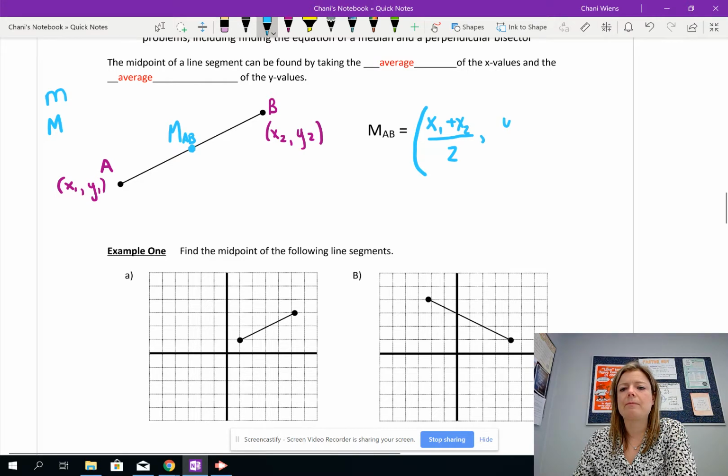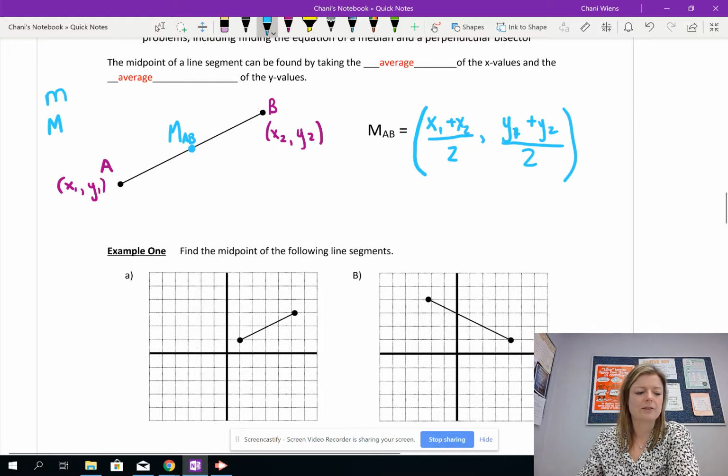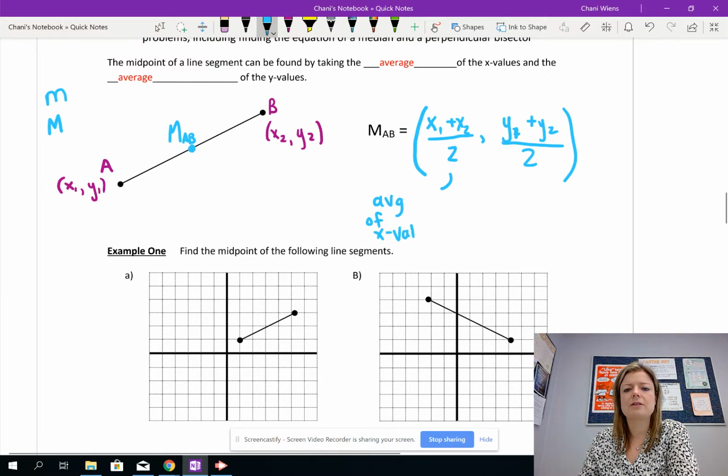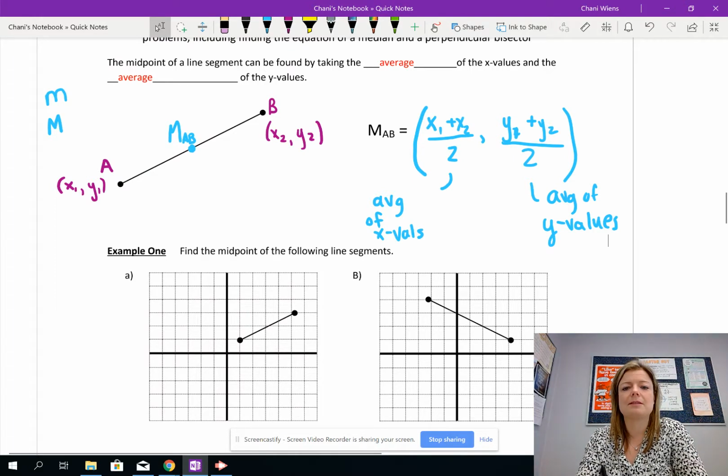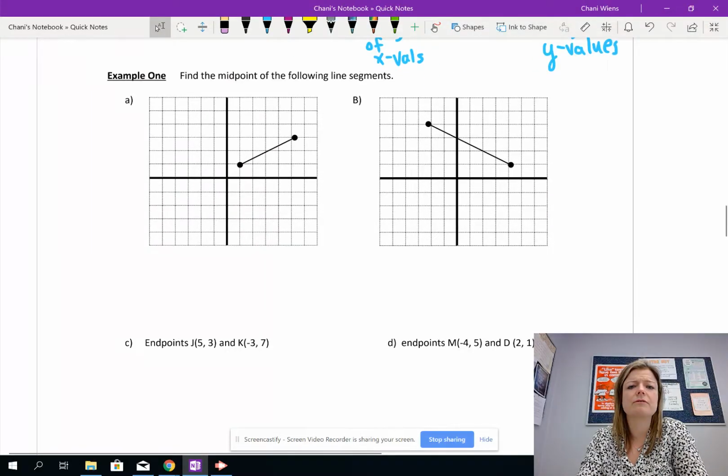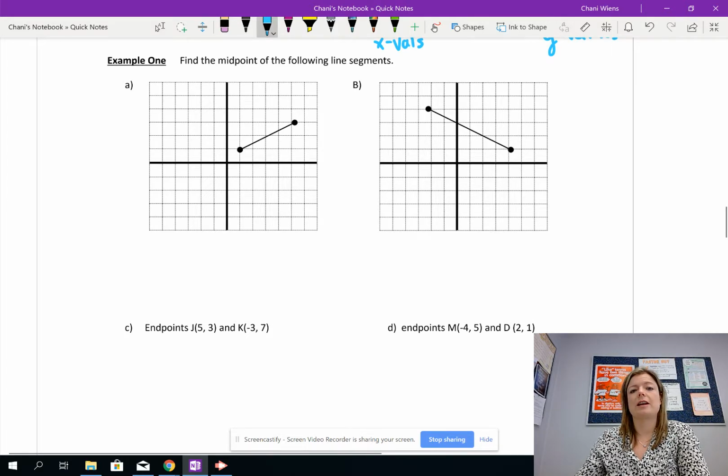And then the y value is, you just take y1 and y2, add them together and divide by 2, and that's all it is. So this is just the average of the x values, and this is just the average of the y values. It looks kind of scary and confusing, but let's just remember that's all that this means, okay? In fact, it's better to just remember the concept than it is to try to memorize the formula.